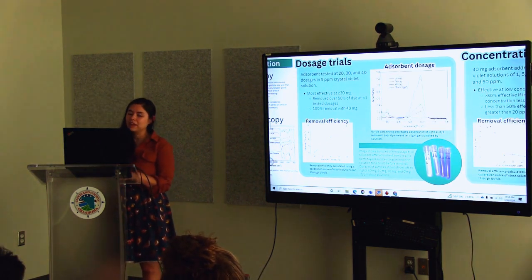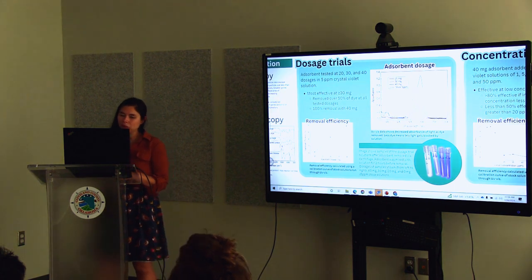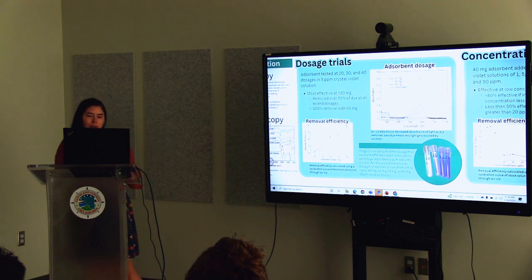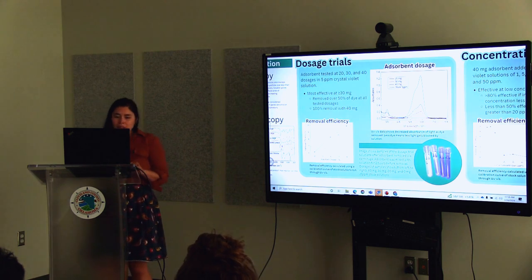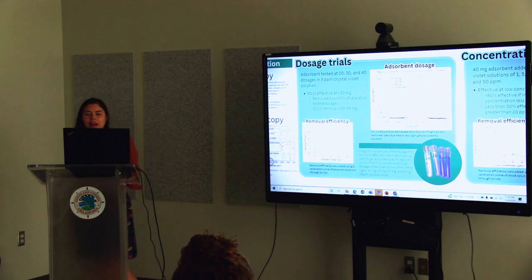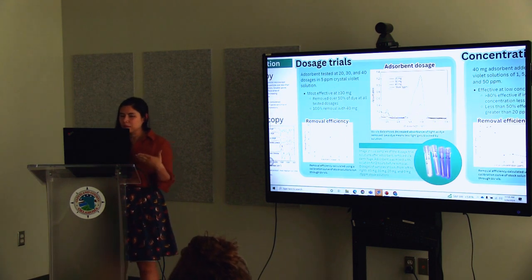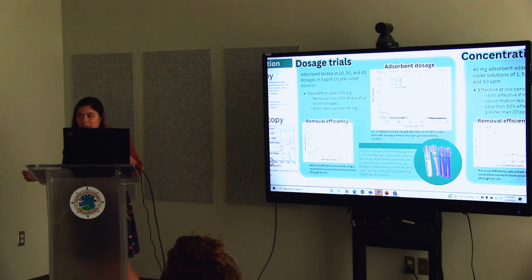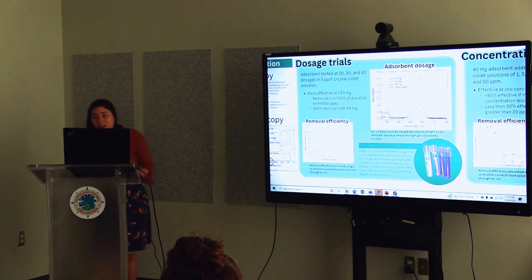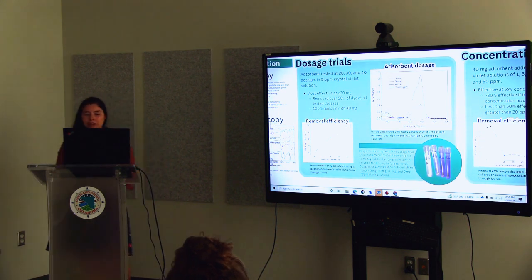And here we have an efficiency graph, so translating these to efficiency. So they all worked pretty well. Even at less than 30 mg, it still removed over 50% of the dye. So not bad, but we have 100% removal with that 40 mg.